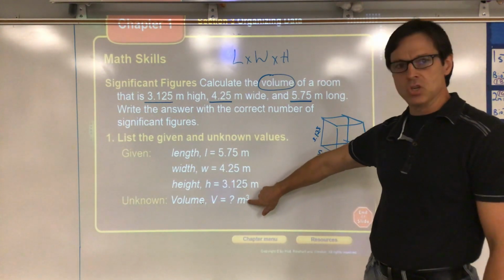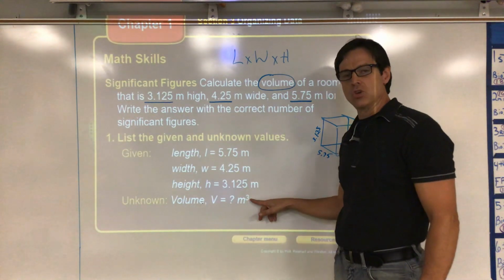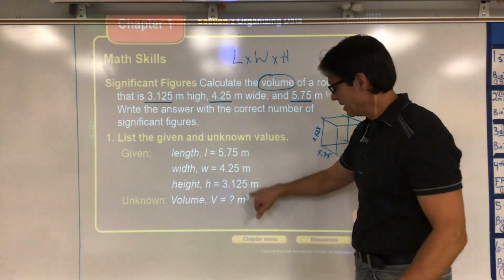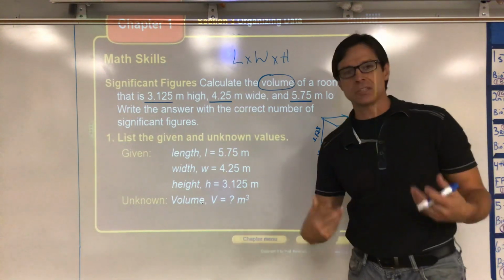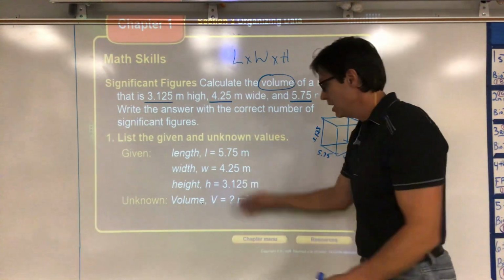M times M times M. That's where I get my M cubed. M to the 3 power, M cubed, shows volume, all right? So that's where that comes from, okay? And we'll practice that, and I will always remind you on that, all right?